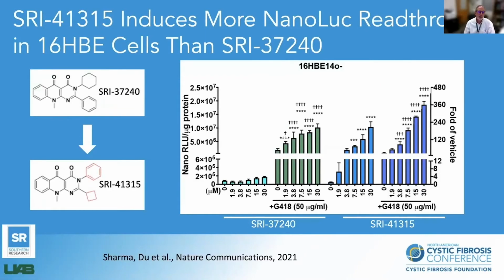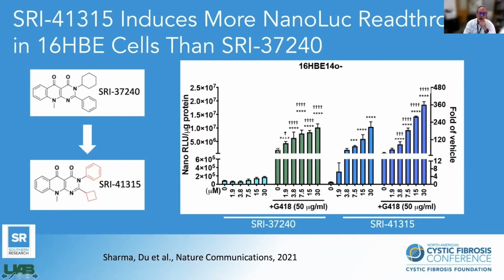All right, then the chemistry group at SRI got involved, and they made a large number of derivatives of 37240, and one of these was named 41315. You can see in red the changes that they made. Then we also moved to 16HBE cells, which is a more physiologically relevant cell line. When we did that, we found that 37240 had very limited read-through in this cell line. However, when we mixed it with a low level of G418, we were able to show an enhancement of read-through.